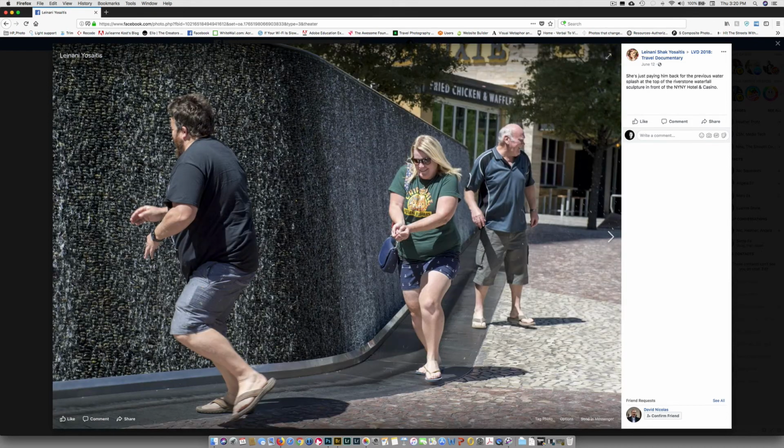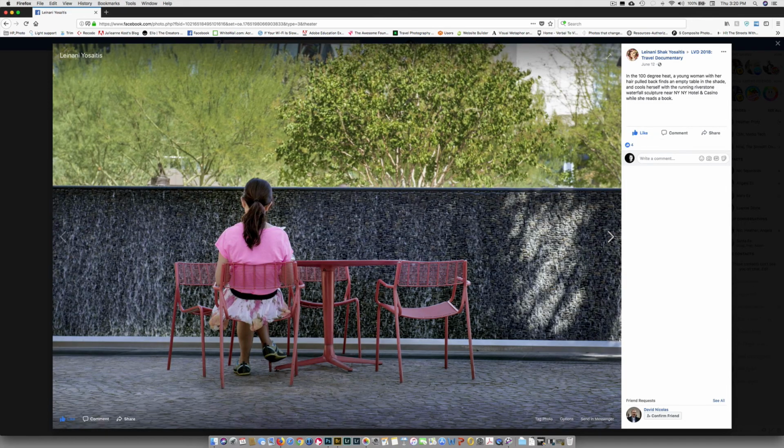Okay, so let's look here. I'm just using the arrow keys to click through. Nice moment of her trying to splash him. Feeling a little awkward with the guy in the background there. So I would love the moment, but it's not quite right because of that.